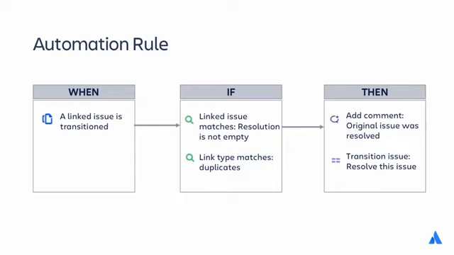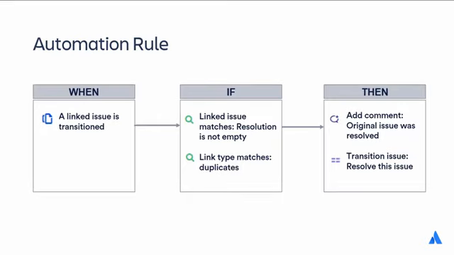When a linked issue is transitioned, namely the original issue, if that original issue now has a resolution, that is, it's being resolved, and the link type is duplicates, then add a comment to all of the duplicate issues saying that the original issue was resolved and the duplicate issues themselves are resolved. The rule runs immediately when triggered, and you can further customize it as well. It comes natively in Jira Service Desk and is easy to configure, modify, or disable in the future.